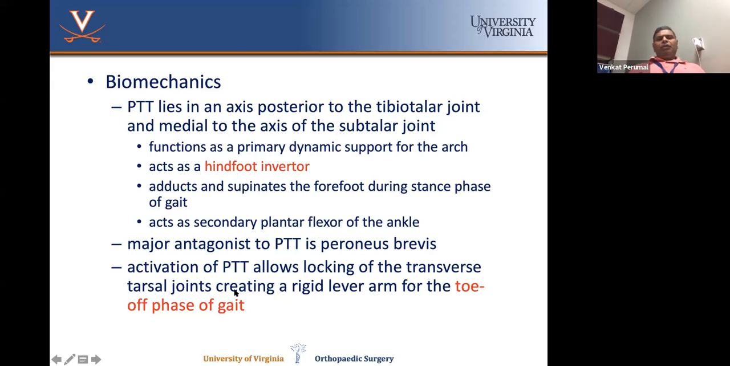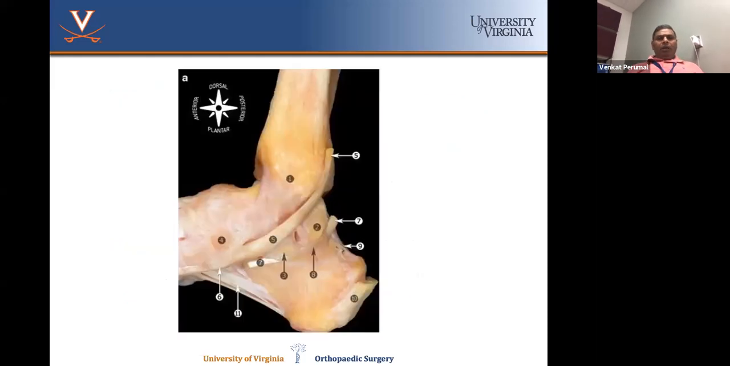The main function of the tibialis posterior tendon in gait is that it locks the transverse tarsal joint at push off, so that the heel can come off the floor during the toe off or push off phase of gait. This is the anatomy of the medial aspect of the ankle, showing the tibialis posterior tendon. It comes across posterior to the ankle and medial to the subtalar joint. It attaches to the navicular tuberosity.